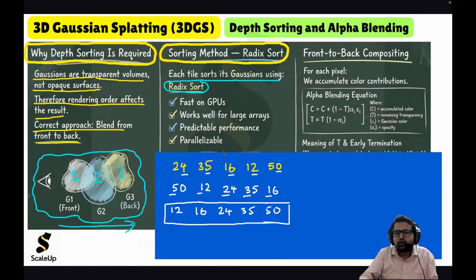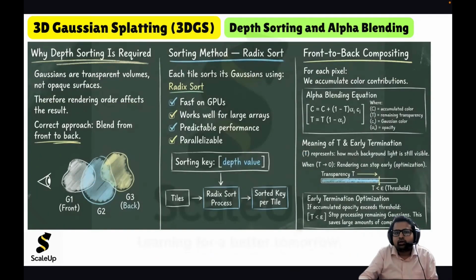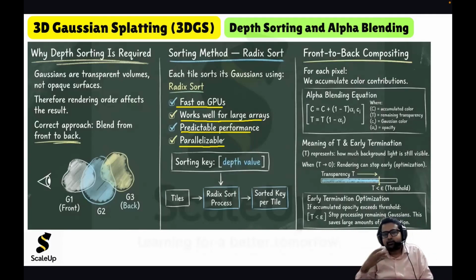Here these numbers will be the depths of the Gaussians, and we will sort them using the Radix sort. It is fast on GPU, works well for large arrays, has predictable performance, and it is parallelizable. And that's very important, it is parallelizable. It will make it even faster. And the sorting key we will be using is the depth value.